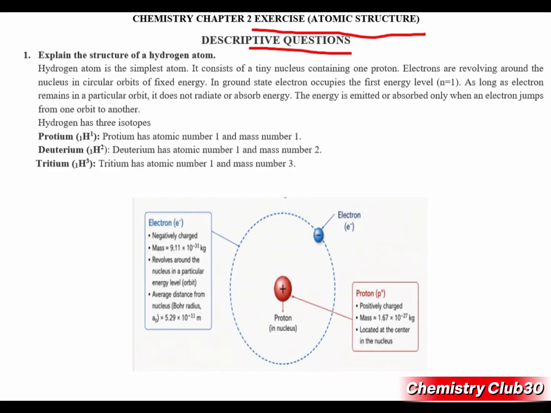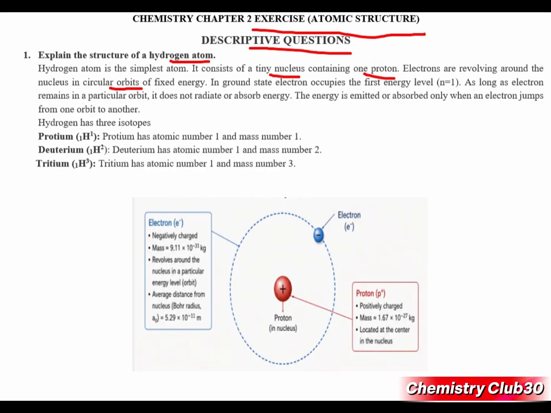Question number 1, explain the structure of hydrogen atom. Answer: hydrogen atom is the simplest atom. It consists of a tiny nucleus containing one proton. Electrons are revolving around the nucleus in circular orbits of fixed energy.